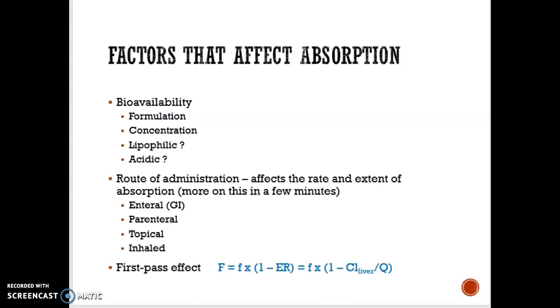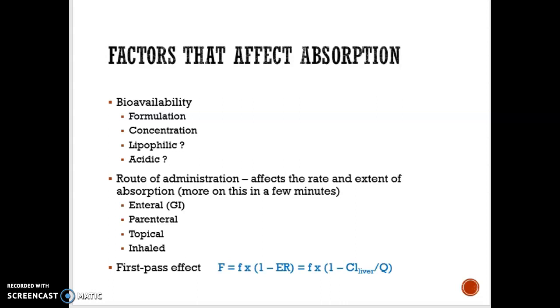Also, the route of administration affects the rate and the extent of the absorption. We'll talk about this more in a few minutes, but the enteral effects will go through what's called a first pass effect. The parenteral, the topical, and the inhaled, however, will not go through a first pass effect. The first pass effect formula is listed here. However, you don't need to really recognize that formula. What you need to know is that drugs are administered into the GI tract, and they are the ones that are subject to first pass effect.